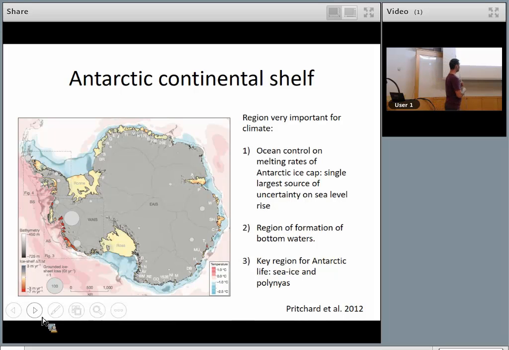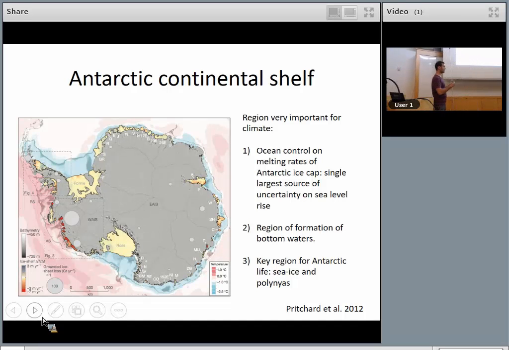It is also the region of formation of bottom water. So the ocean bottom water of almost all the ocean is actually produced in these areas, here, here, here, and here. So we need to have data on this region if we want to understand the large-scale circulation of the abyss in the ocean. And finally, it's a key region for life.